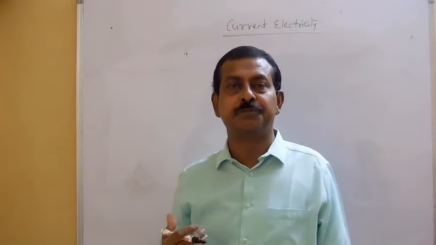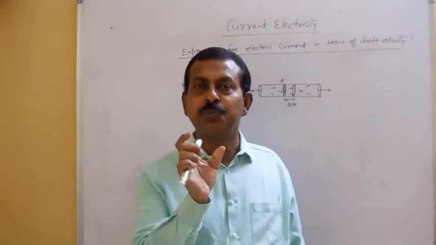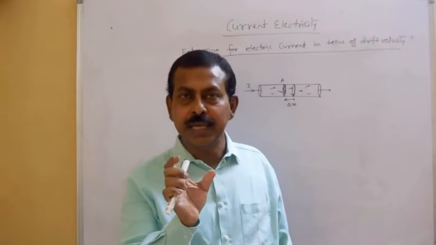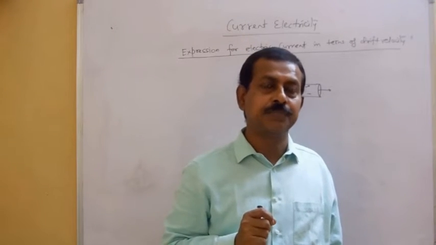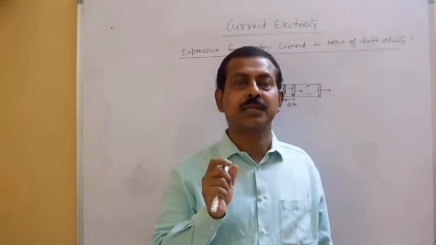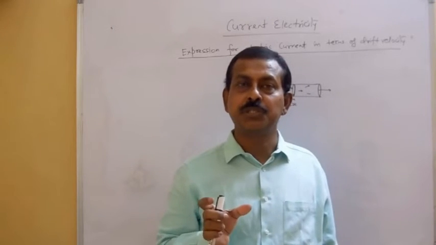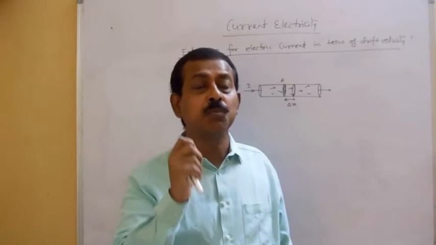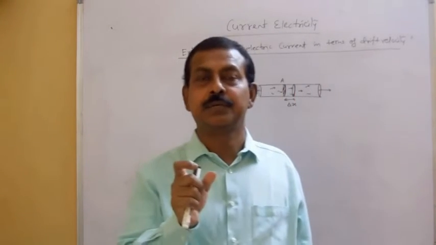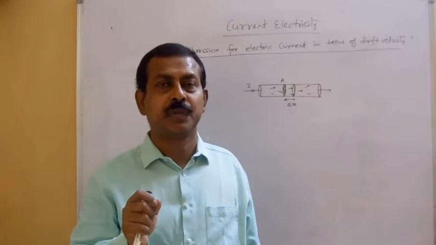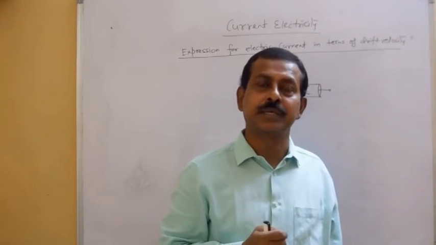Current in terms of drift velocity. First of all, just try to understand what you mean by drift velocity. Suppose we have a conductor. In that, we'll have the free electrons. Even if you do not apply any potential difference, the free electrons of that conductor will be in motion due to the thermal energy which they possess. But their motion will be a random motion. As a result, the net current due to them will be 0. So their random motion will not contribute to any electric current through the conductor.